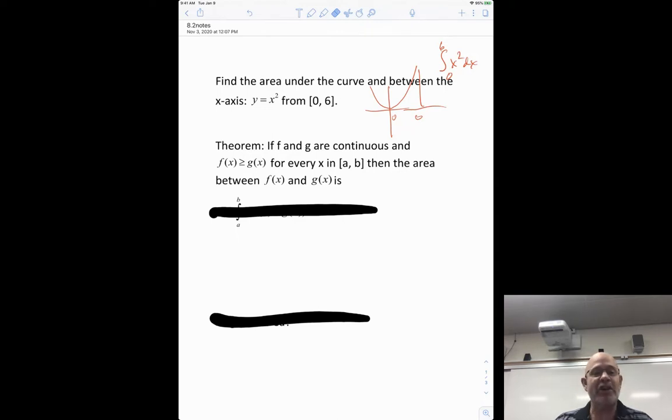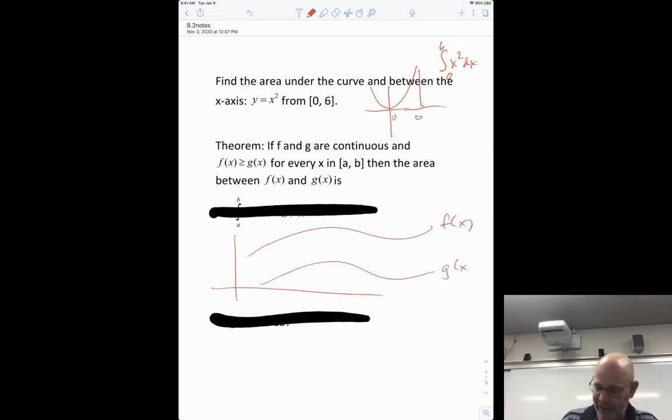If f and g are continuous, and f is always greater than g for every x in some interval from a to b. While you write that down, I'm going to draw a little picture here. We've got this one little curve here we're going to call f of x. Got another little curve here we'll call g of x. And we'll call this a, and we'll call this b. It's important to realize that f is always on top. If they switch, where the other curve goes on top, we're just going to have to flip-flop what we do.